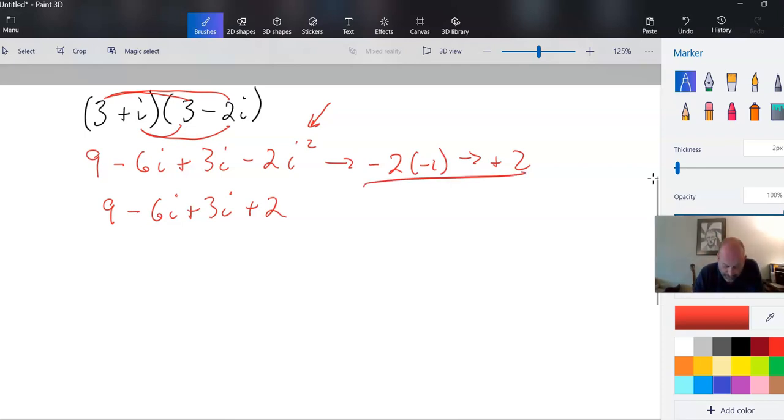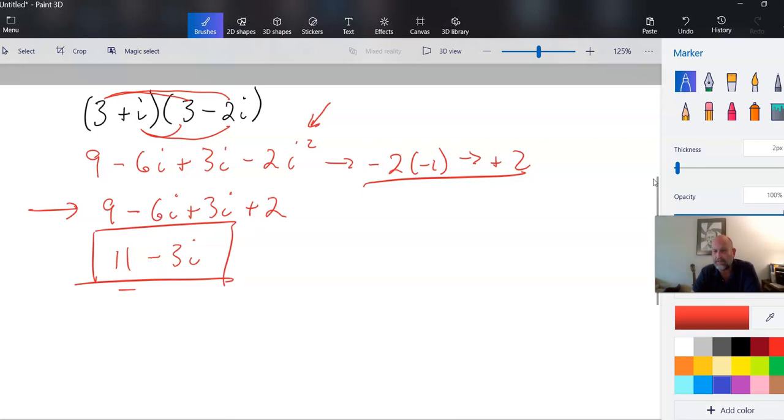But this part I committed to my head. So from here, it's just a matter of collecting like terms, right? So 9 plus 2 is 11. -6i plus 3i is minus 3i. And we're already in standard form, so that's our answer. So that's not too bad. It's actually kind of fun. You can go home, show your friends. And this is on YouTube. You can bring your phone right to them, show them the whole thing.